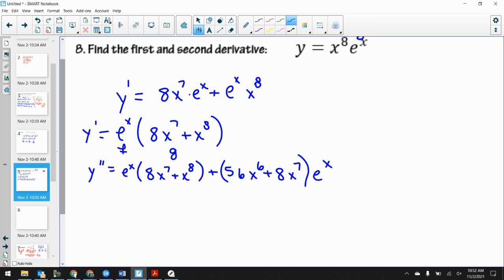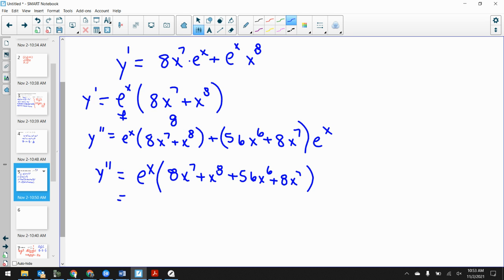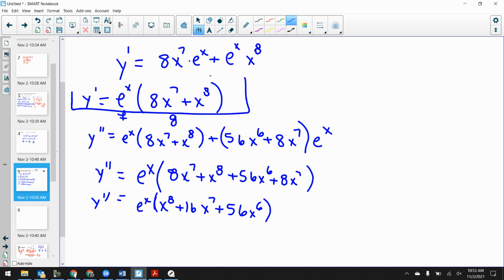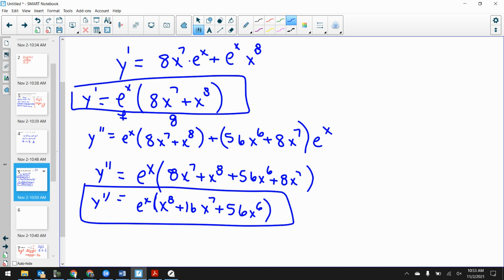And then just a little pulling out of that e to the x again. E to the x comes all the way out in front. That gives us an 8x to the 7th plus x to the 8th plus 56x to the 6th plus 8x to the 7th. So we got two of those 8x to the 7th. So just reducing it down, e to the x quantity, I'll put it in standard form too. X to the 8th plus 16x to the 7th plus 56x to the 6th. There's y double prime. Y single prime, y double prime.